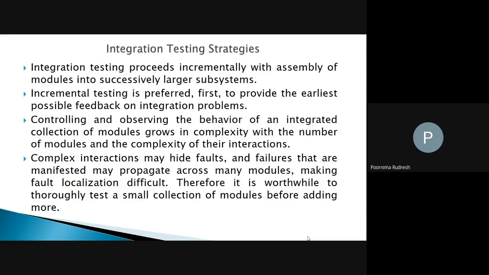If the software product consists of, let us say, 10 modules, then combining or integrating those modules is also simpler. But if you consider a software system which consists of thousands of modules, and we combine them together, then the complexity increases, right? As the number of modules increases, the complexity also increases. Understood? That is the meaning here.